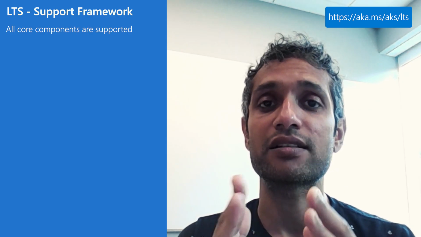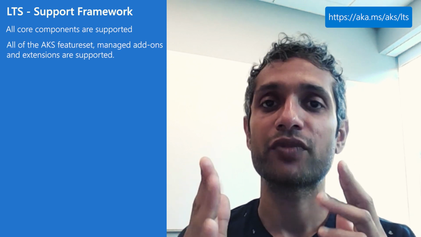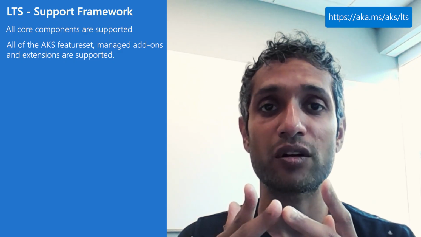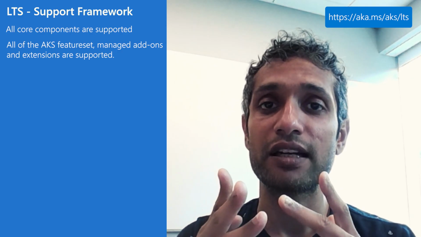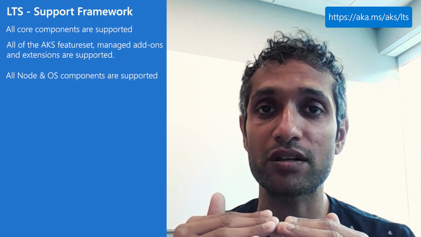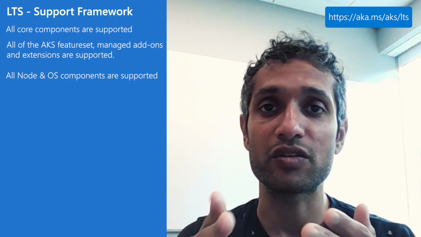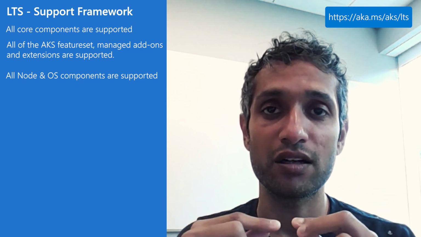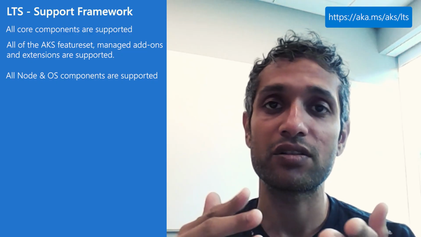Besides that, AKS, as a complete differentiator, also supports all of its AKS feature set. AKS managed add-ons, that includes your core DNS, metric server, and some of our most sought after add-ons like KEDA, Cilium, etc. And AKS, in addition to that, also supports our AKS extensions, and importantly, the Node and OS elements. So when I say Node and OS system elements, it is things like your cgroups v2, anything to do with the OS, be it in Windows, Azure Linux, complete OS components, your containerd, systemd, as well as the kernel elements as well.